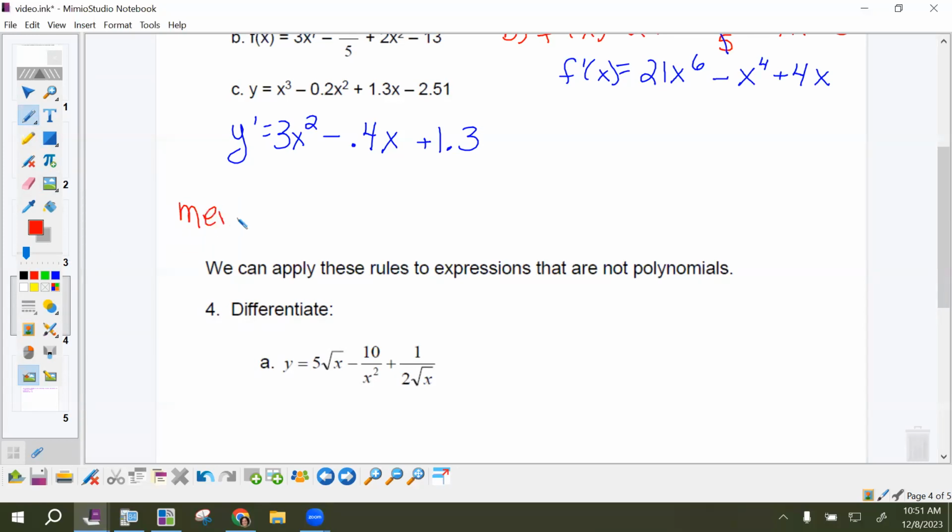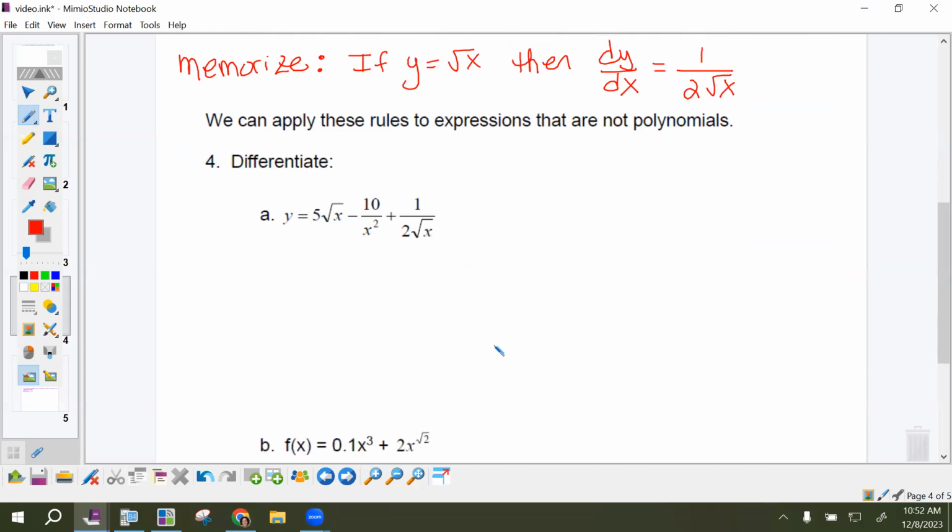So I think it would be in your best interest, and it will create less work to memorize, that if y equals the square root of x, then the derivative will be 1/2 root x. Because now I can just use that here. I don't have to change that to a power and do all that work.